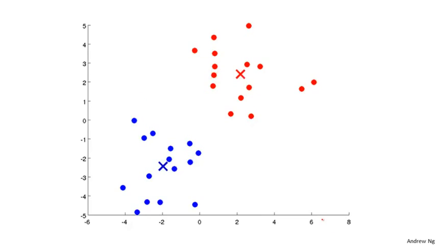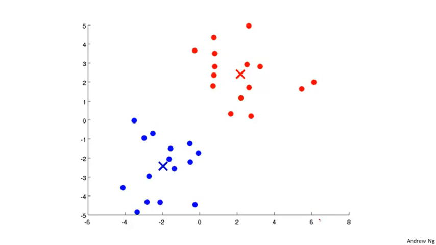And we're done. And in fact, if you keep running additional iterations of k-means from here, the cluster centroids will not change any further, and the colors of the points will not change any further. And so at this point, k-means has converged, and it's done a pretty good job finding the 2 clusters in this data.